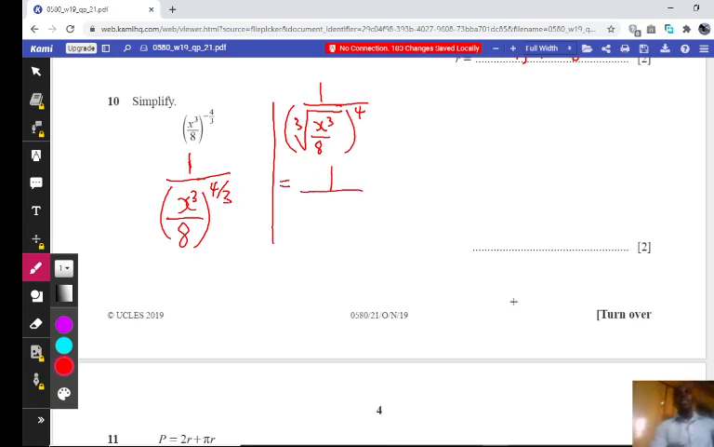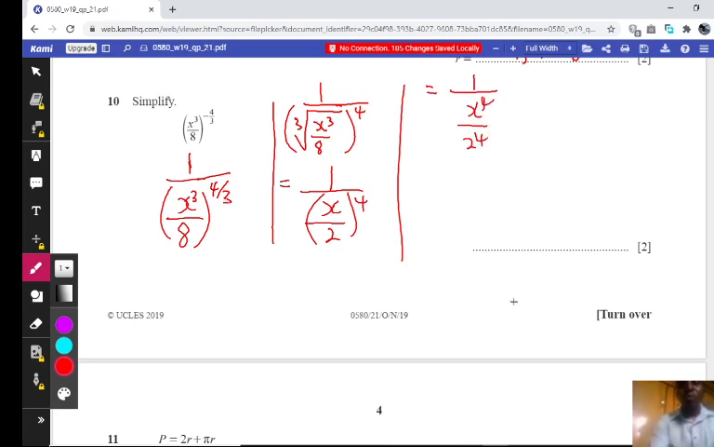Then it will be 1 over the cube root of x cubed over 8. The number that you multiply 3 times by itself to give x cubed is x. The number you multiply 3 times by itself to give 8 is 2. Then it will be equal to 1 over, you share the power, x to the power 4 over 2 to the power 4. Then it will be 1 over x to the power 4 over 2 to the power 4, which is 16.